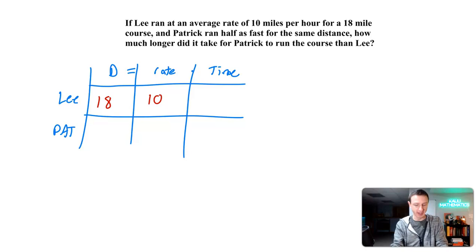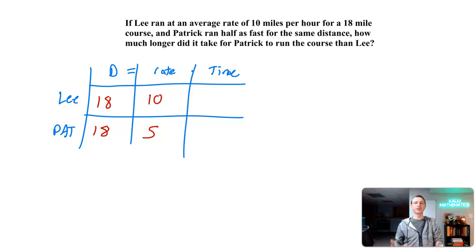Patrick ran half as fast for the same distance. So half as fast as Lee. Lee ran 10 miles an hour, so that means Patrick ran 5 miles an hour, half as fast, for the same distance. So the distances were the same. They're doing the same course, so it's 18 miles.